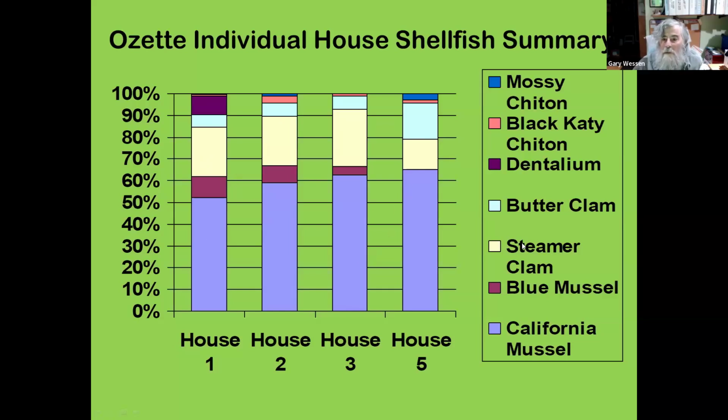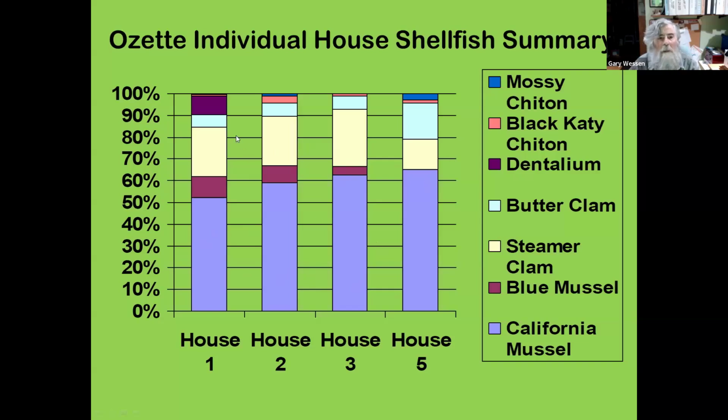If we look at the ratio of steamer clam, well, actually, first off, before we do that, look at blue mussel. California mussel is the dominant in all houses. Blue mussel. And you remember earlier when I showed you that map of different habitats at Cape Alava, I told you that blue mussel is only available at the mouth of the Ozette River. It comes from a very single localized spot, and it's the only place in the area you can get it. People in house 1, house 2, and house 3 are collecting at the river. People in house 5 are not collecting at the river.